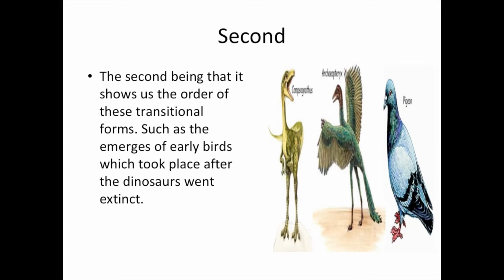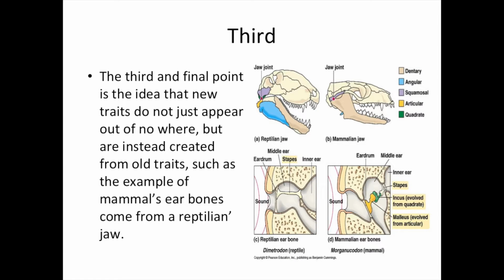The second being that it shows us the order of these transitional forms, such as the emergence of early birds, which took place after the dinosaurs went extinct. The third and final point is the idea that new traits do not just appear out of nowhere, but are instead created from old traits, such as the example of a mammal's ear bones coming from a reptile's jaw.